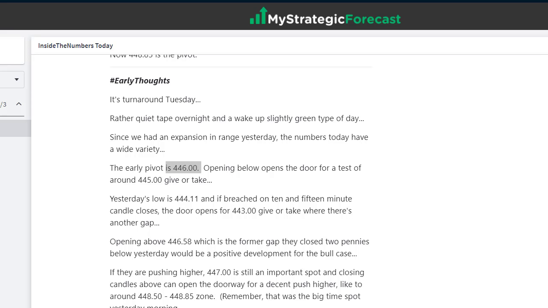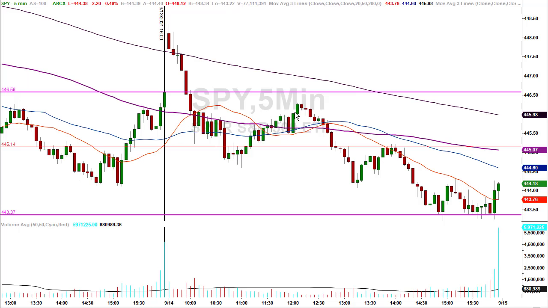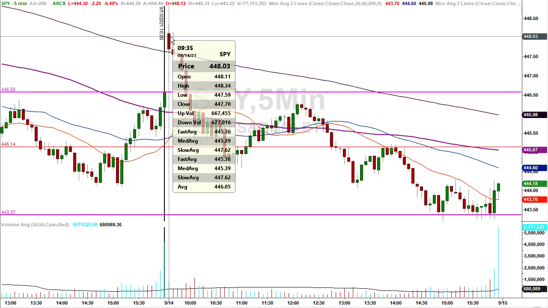You don't need the exact number at that time. And then you have the opening above stuff. 447 is an important spot. And then 448.50 to 448.85. And you'll remember this number from yesterday. But guess what? And the day before. 448.50 also.